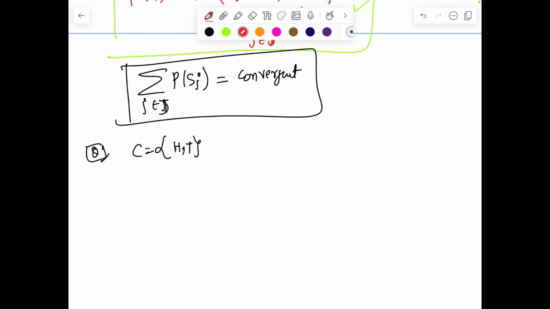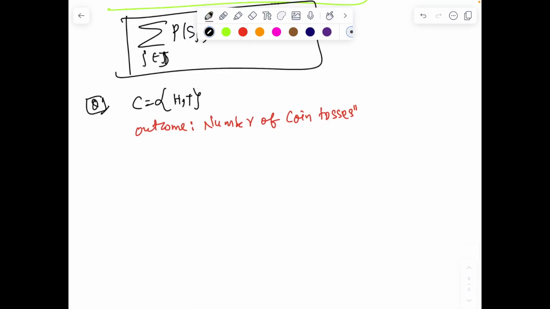A natural sample space will be what? 1 2 3 4 5 6. So what is outcome? Outcome of this event that has to be well defined. It's number of coin tosses. So the question is, if you toss up a fair coin repeatedly until head is observed, so what are the possibilities? So let's experiment. Feel.